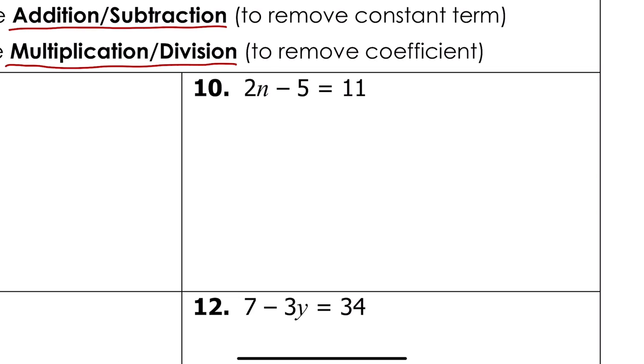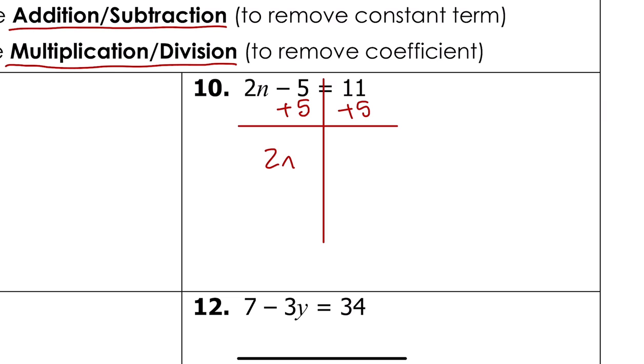All right, we're going to follow the same steps. So we're going to start with addition and subtraction first. So let's see, I'm looking at this. Let's draw our line. And I see that we have 2n minus 5. That minus 5 is going to be the first thing to go because we're subtracting. So to get rid of that, we're going to add 5 to both sides.